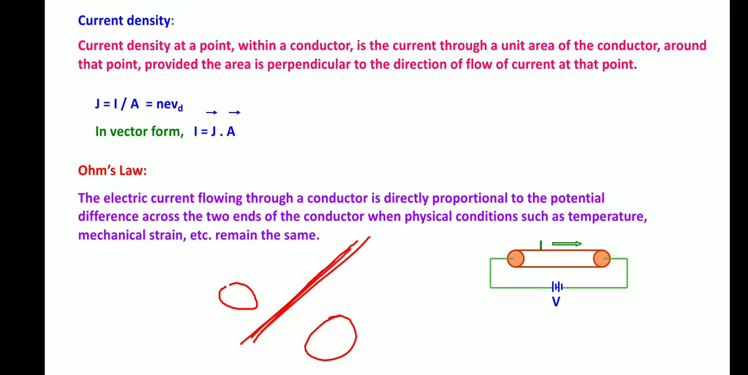In today's class we discussed electric current and types of current, the relation between drift velocity and current, drift velocity and current density, and Ohm's law. Next class we will continue with a new topic.